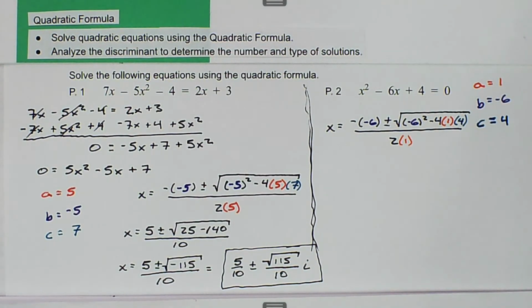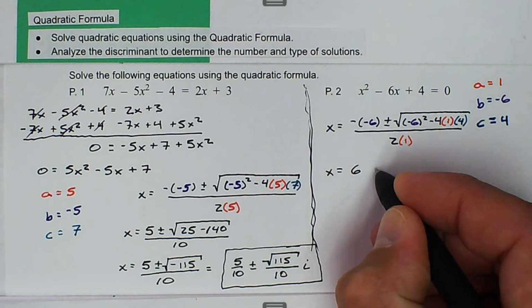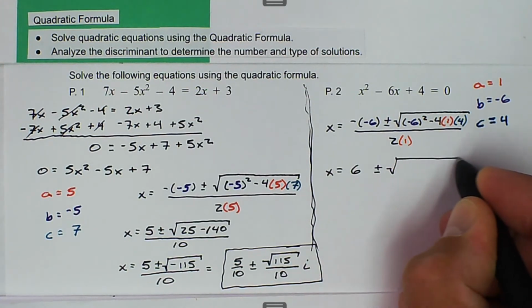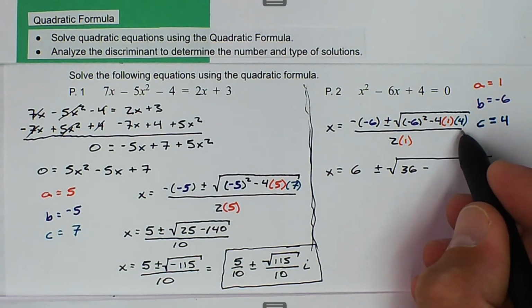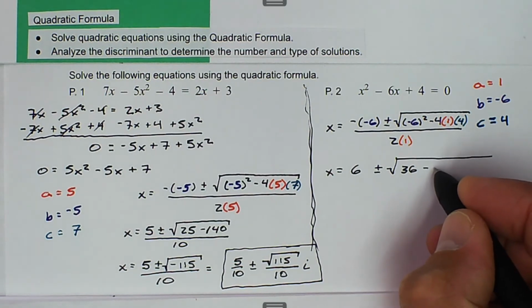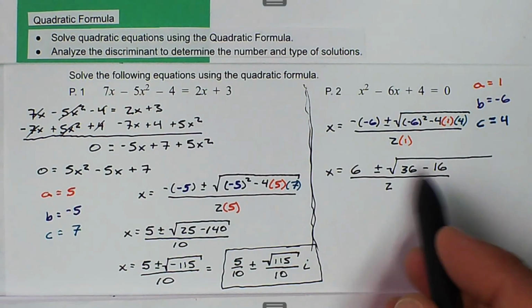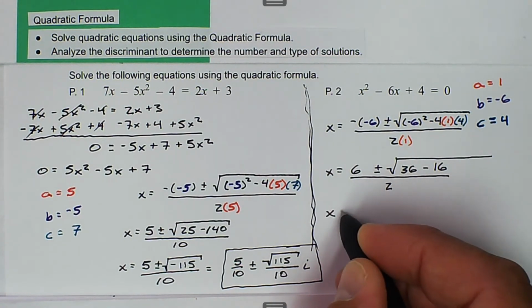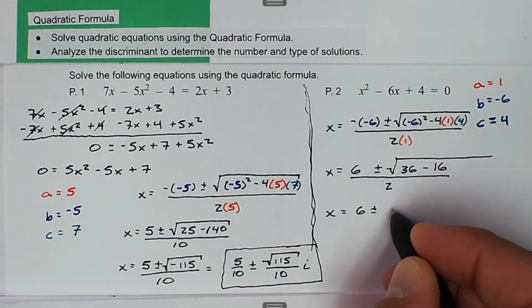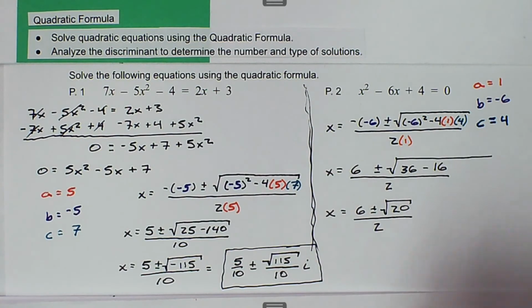So we can simplify. So we get x equals negative times a negative is a positive. -6 squared is 36, minus 4 times 1 times 4 is 16. And that's all divided by 2. 36 minus 16 is 20. So we get x equals 6 plus or minus the square root of 20, all over 2.